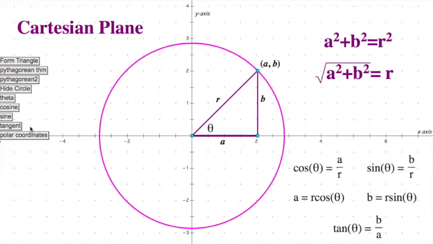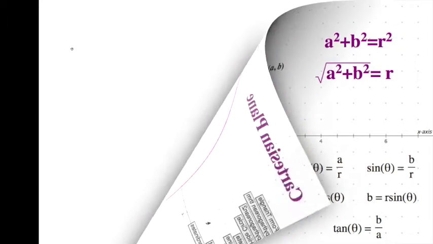So now the point (a, b) in polar coordinates becomes (r cosine theta, r sine theta), where r is the radius of the circle and theta is the angle between the radius and the x-axis.